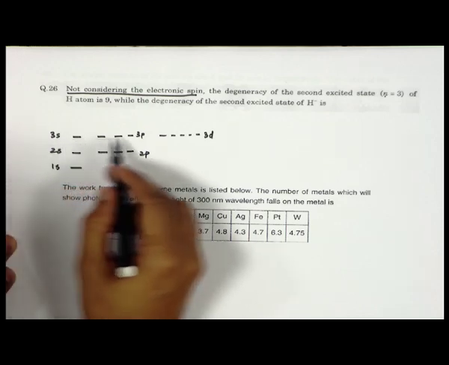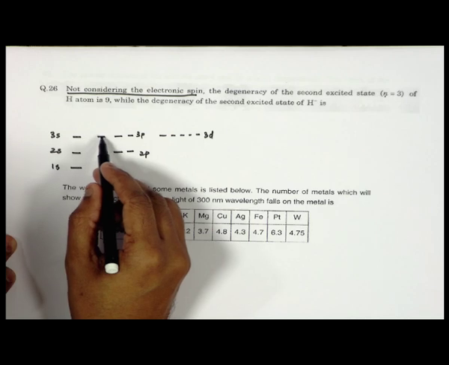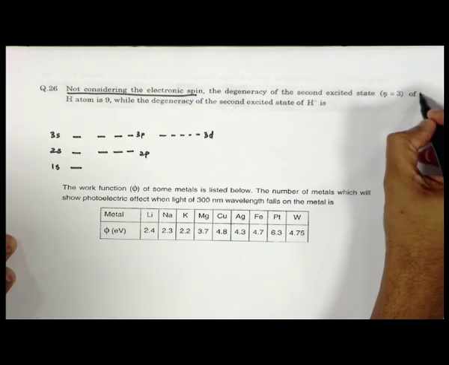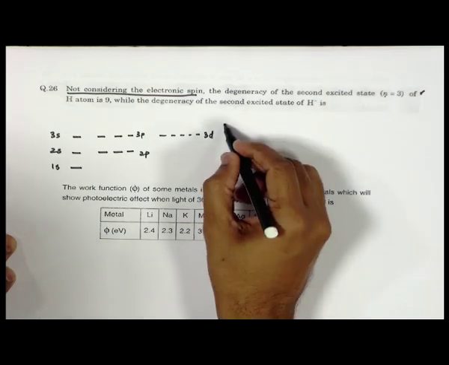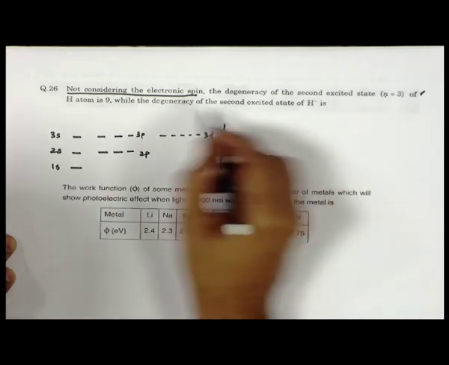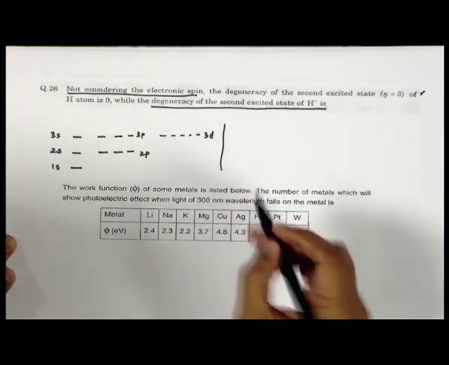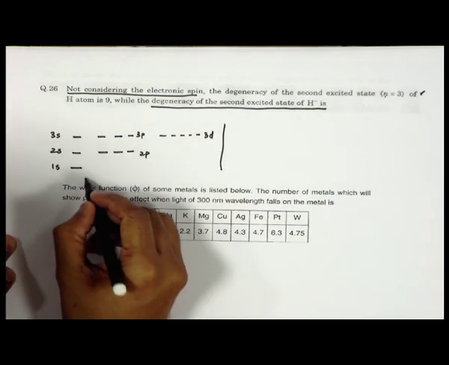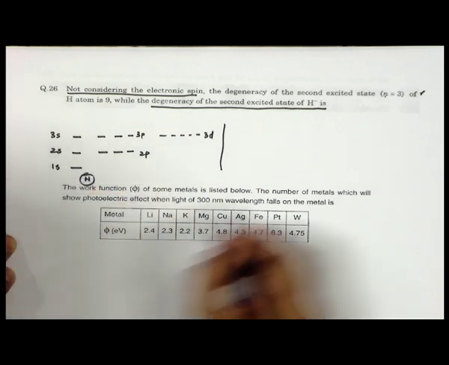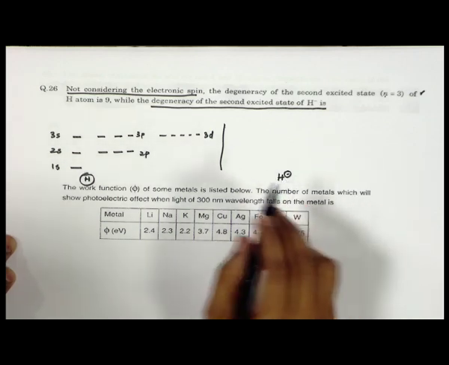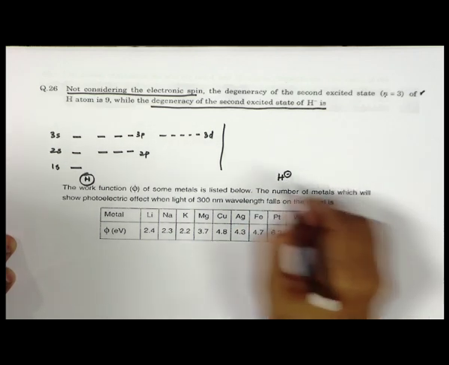How many orbitals were there? 1, 2, 3, 4, 5. So, there were 9. So, we understood this part of the question. The question actually asks, if this is the case, what is the degeneracy of the second excited state of H minus ion? Now, H has 1 electron, H minus has 2 electrons, and this is a multi-electronic species.